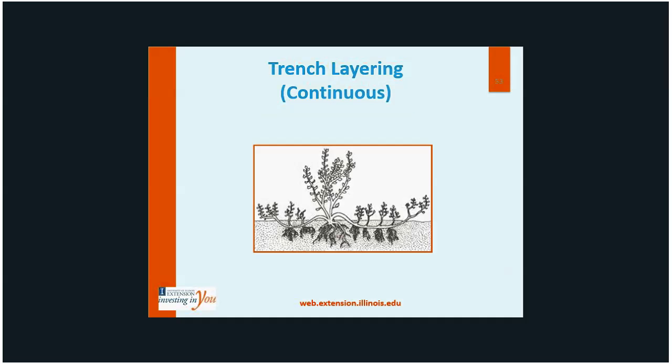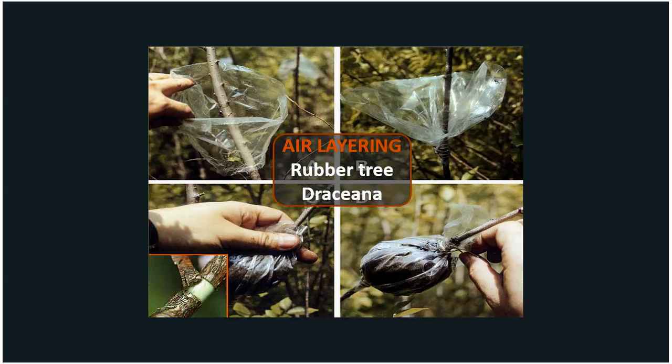Next we have trench layering or continuous layering. In this example, we're taking the entire branch, laying it flat down, horizontal, below the soil, and each node is going to root and grow upwards. So when I went and harvested that, I would cut each individual into a new plant. And then our final one here is our air layering.